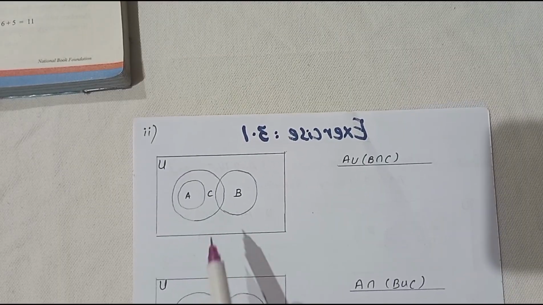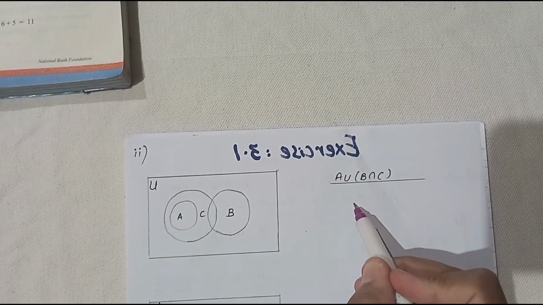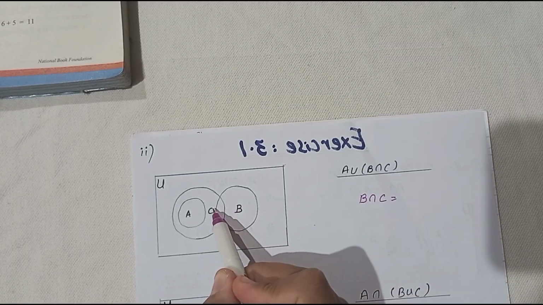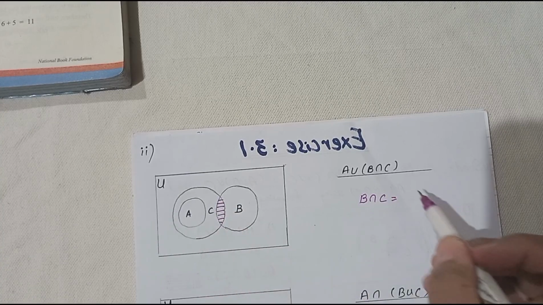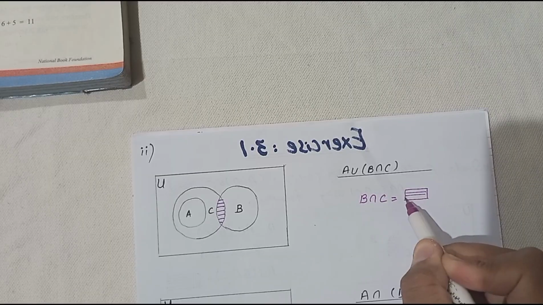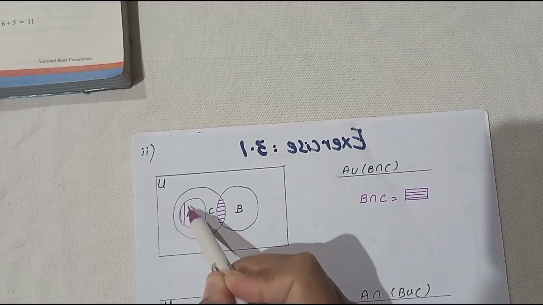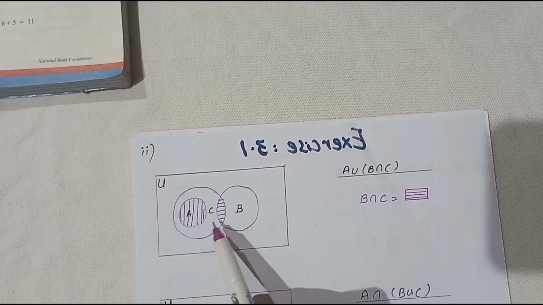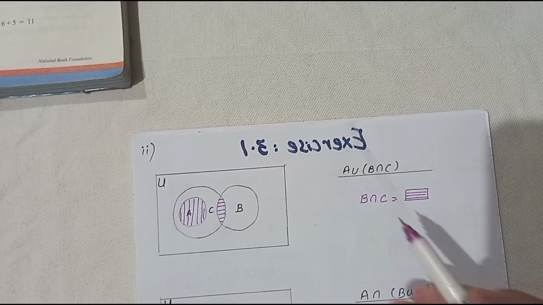So in the second Venn diagram, we apply all the four operations. First operation is A union B intersection C. So first we shade the B intersection C part with the horizontal lines, the B and C part, and shade A with the vertical lines. A union B intersection C means all the vertical and the horizontal shaded area is included.